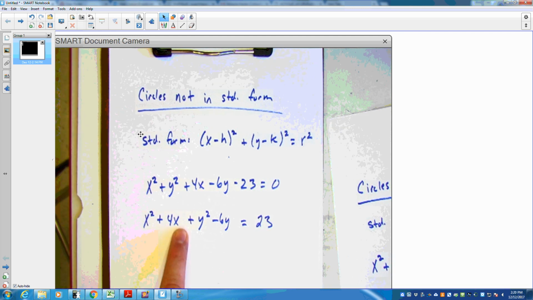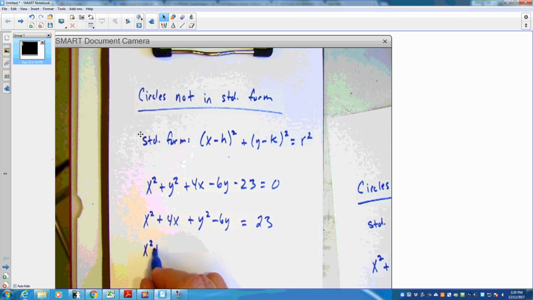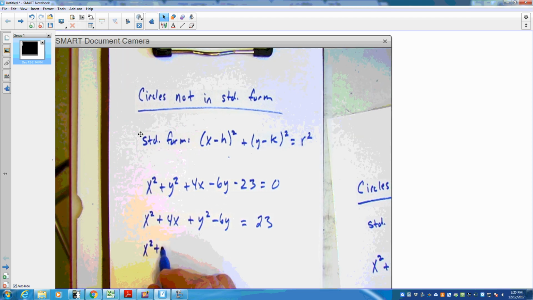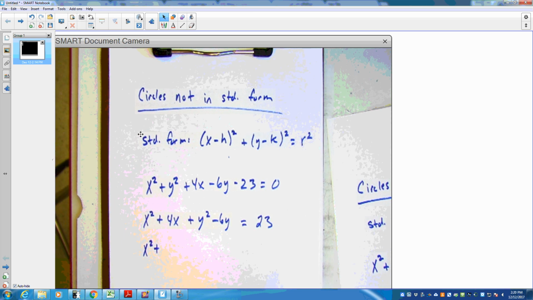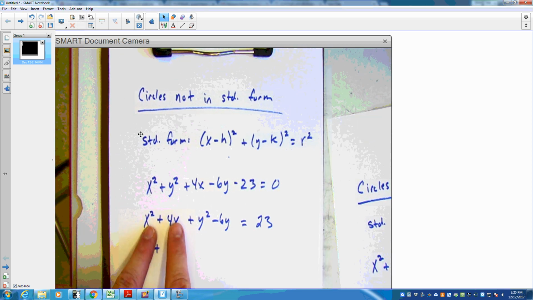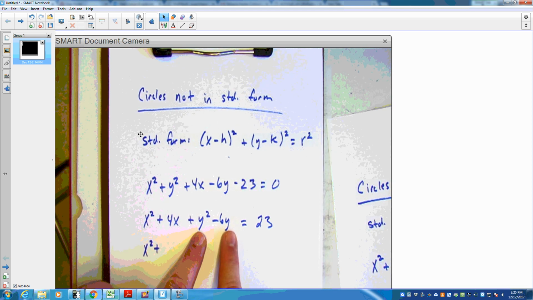She said to add 4 right here. Okay? All right? Watch. Yes. That's it. Okay? You, listen, you complete the square. Okay? Now, here's the thing. What you're going to do is you're going to complete the square for the x's and the y's. You do it twice. Okay?